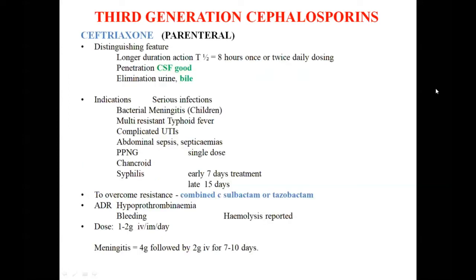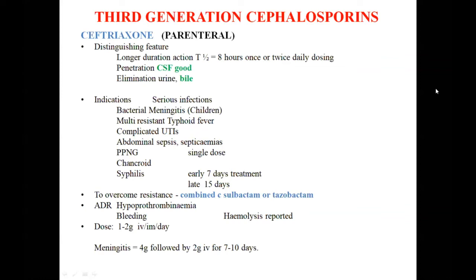Coming to ceftriaxone, this is one of the very important third generation cephalosporins, which is given as a parenteral injection, intramuscular as well as IV. The most distinguishing feature of ceftriaxone is that it is the longest acting cephalosporin. Remember, it has a t-half of 8 hours, and once or twice daily dosing is enough. It has a very good CSF penetration, so it is very much preferred for treating meningitis. It is also eliminated in the bile. Therefore, for many abdominal infections, cholecystitis, abdominal sepsis, and septicemias, we are using ceftriaxone.